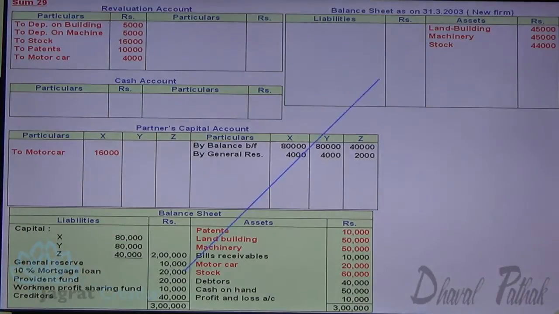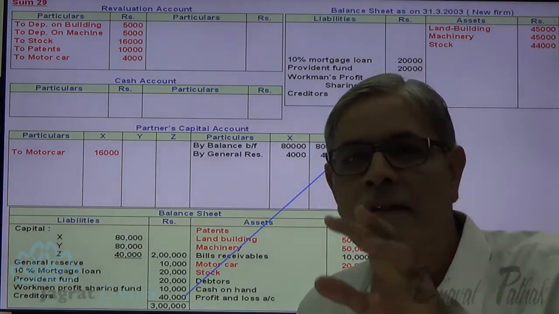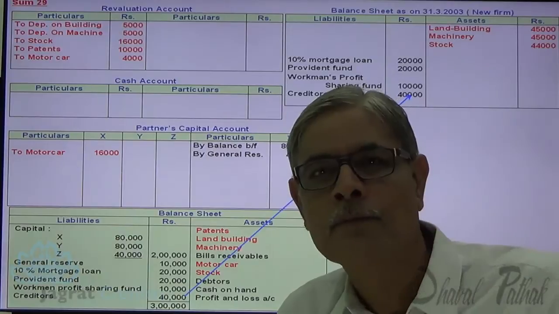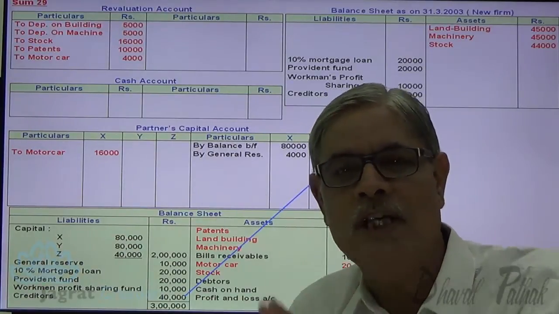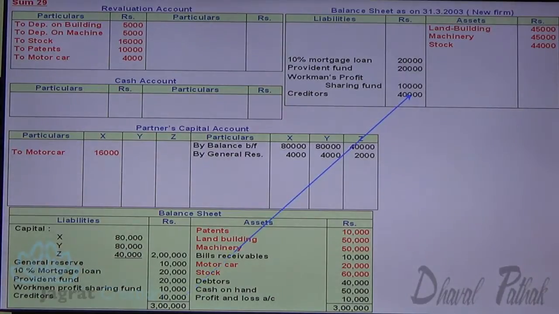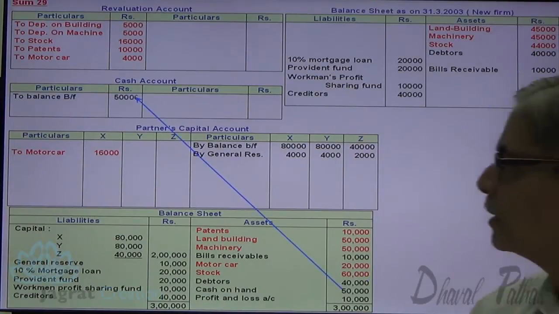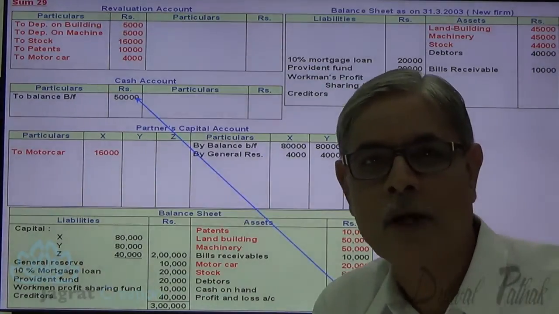Provident fund. 10% mortgage loan 20,000. Provident fund 20,000. Workman profit sharing fund 10,000. And creditors 40,000 will appear in the new balance sheet at its original old value because they are not subject to change at the time of retirement. Next, bills receivable 10,000 asset side, debtors 40,000 asset side, cash on hand 50,000 balance brought forward.